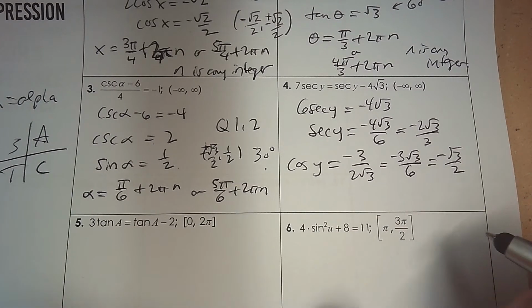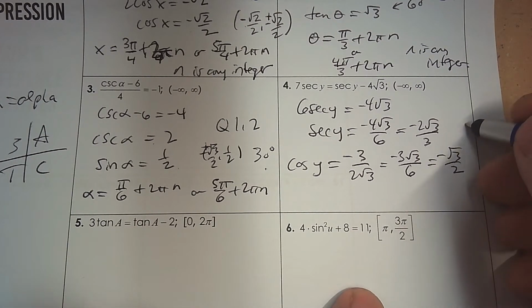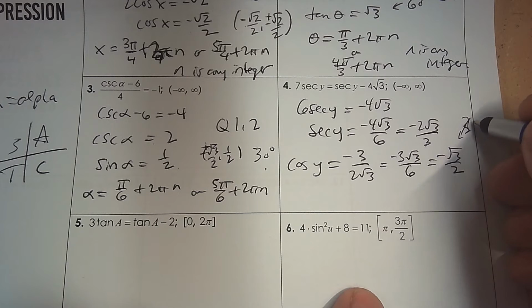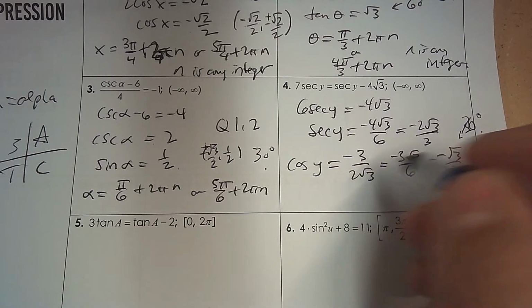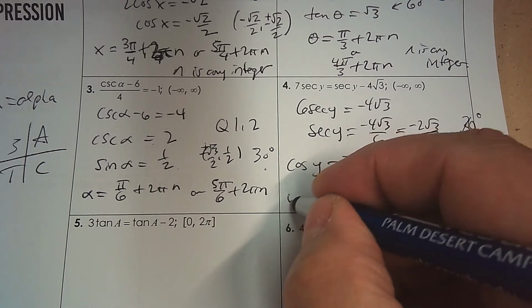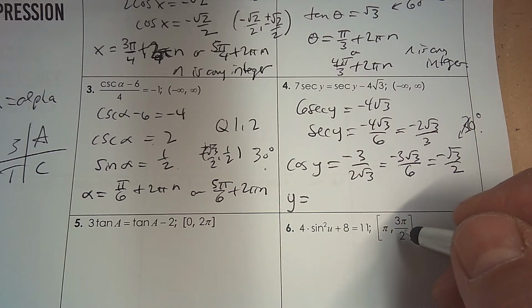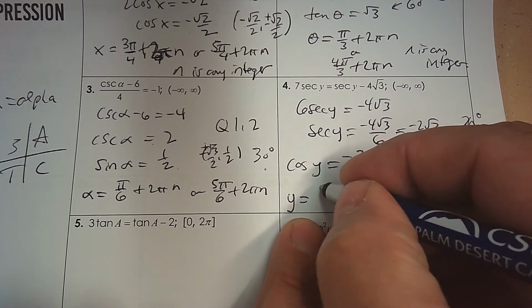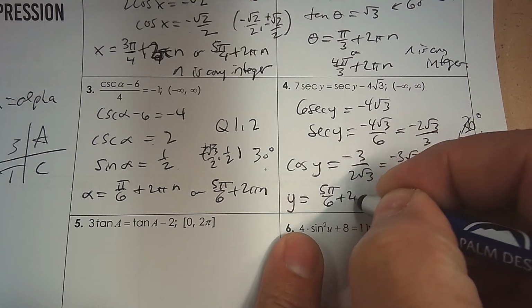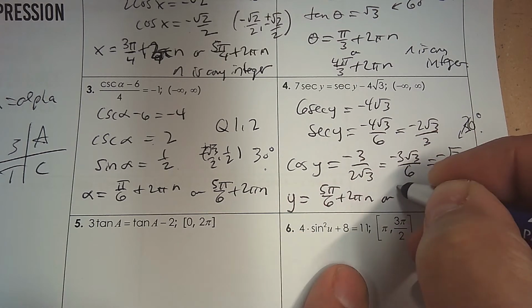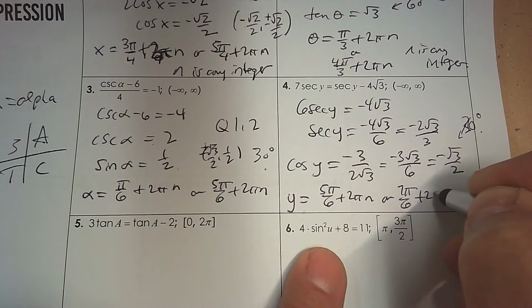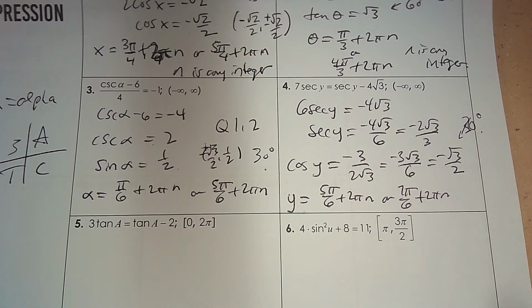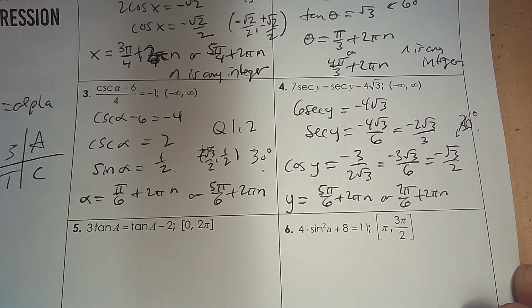So it's finally a fraction I understand. That is a 30 degree reference angle. And what quadrants are we in when cosine is negative? So we're in quadrant 2 and quadrant 3. So that would be 5 pi over 6, 2 pi n, or 7 pi over 6. And again, n is any integer. But I'm not going to make you write that down over and over again.